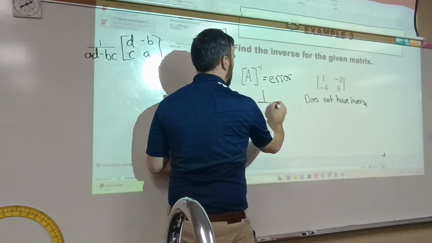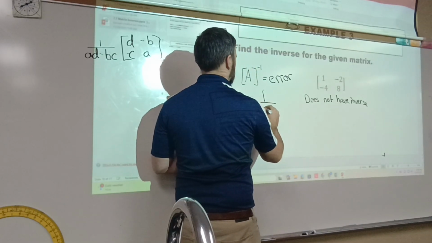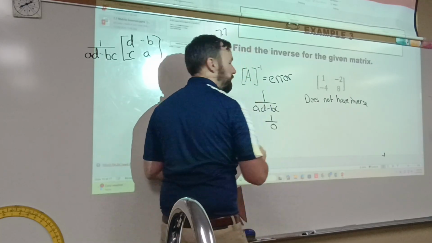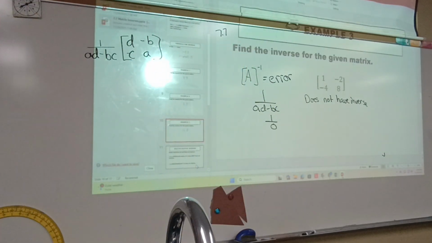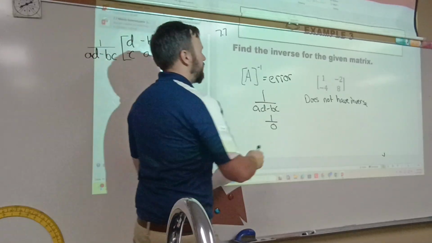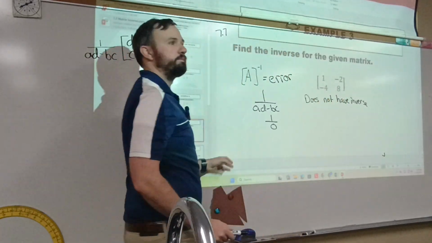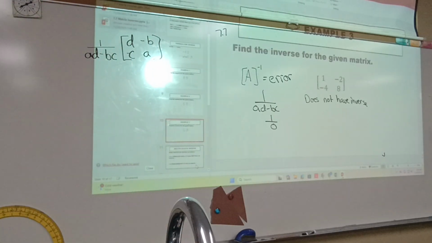If we do the 1 over AD minus BC, guess what you get on the bottom? 0. So that's why you don't have it, okay? Because you cannot divide by 0. All right, sound good? Because 1 times 8 is 8. 8 minus 8 is 0. Sound good? All right.